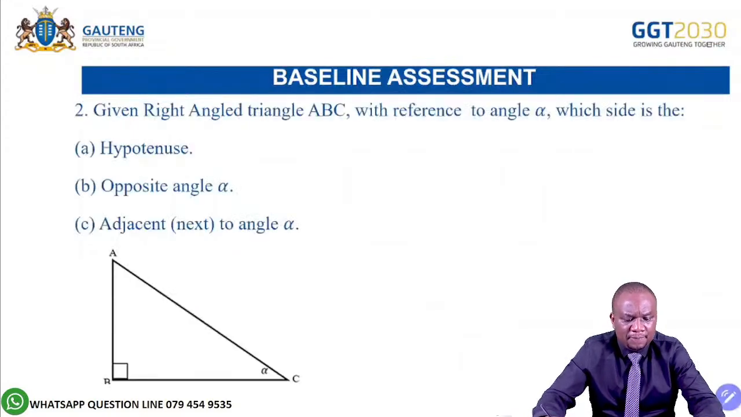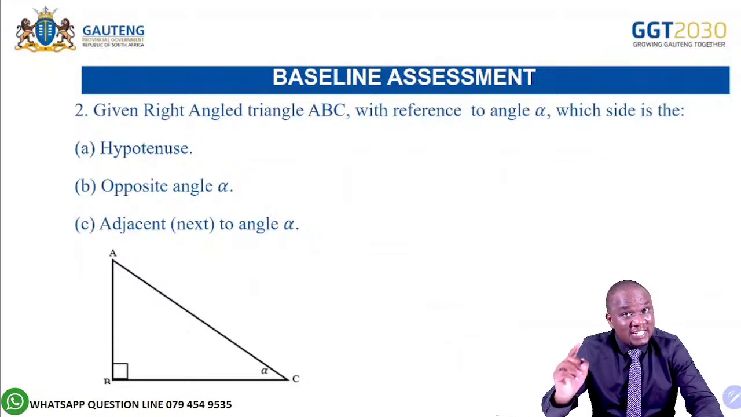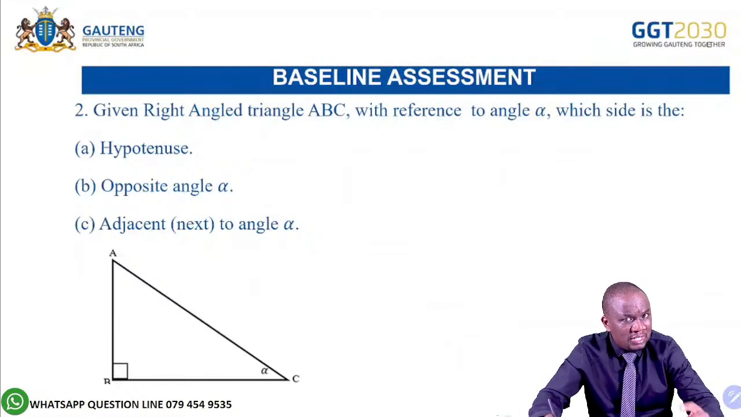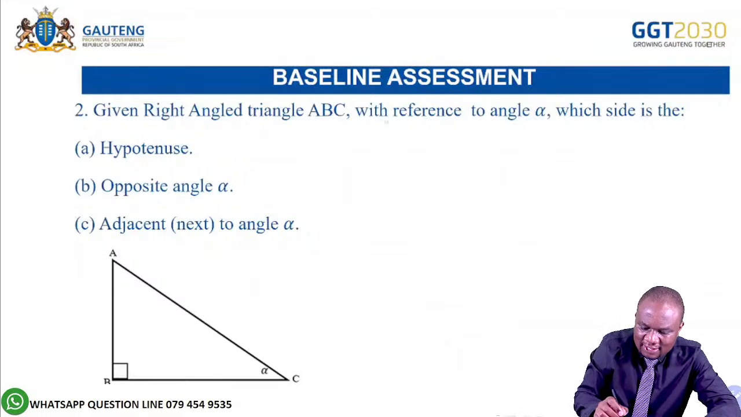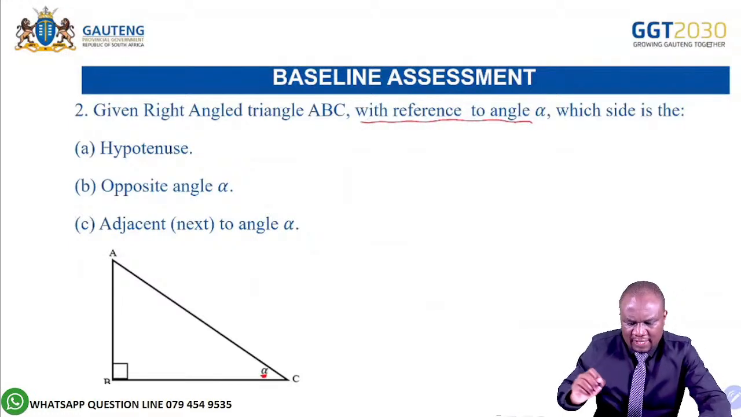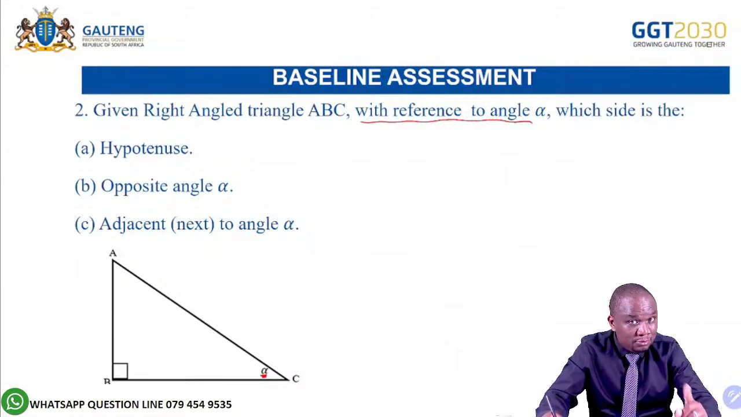Right, I'm going to give you 1 minute. Let me just read the question. Given a right angle triangle ABC with a 90-degree angle, with reference angle alpha. It means you're looking at the reference angle alpha here. Which side is the hypotenuse? I want you to use your knowledge about the right angle triangle and the Pythagoras theorem. We did this in grade 8 and 9. Which side is the hypotenuse?